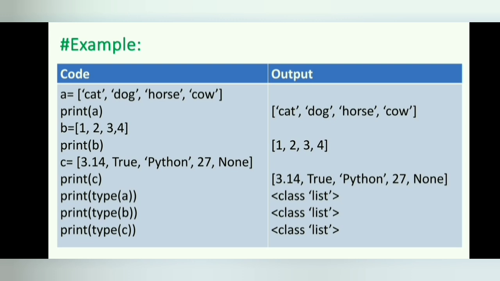We can get the data type of an object by using the built-in function type in Python. The last three statements of the example will display the data type of the variables a, b, and c respectively. Here the data type is list. The list data type is represented by the list class in Python.